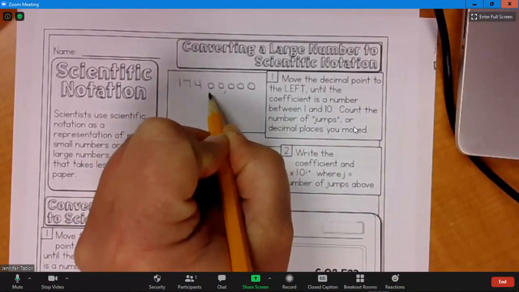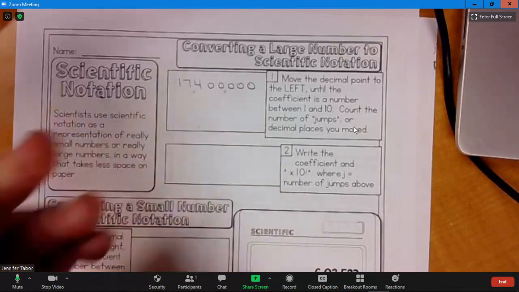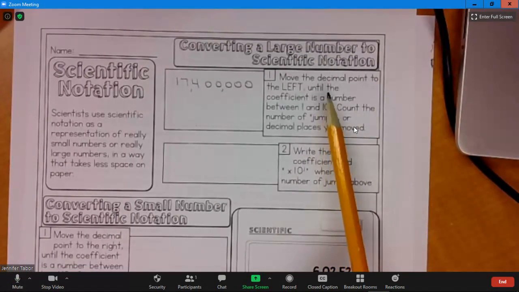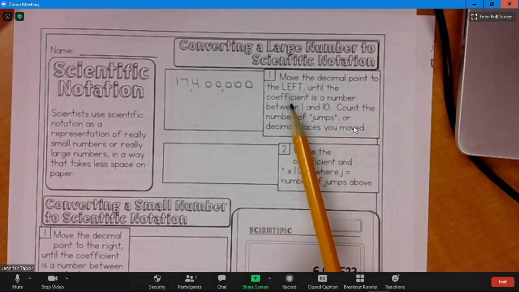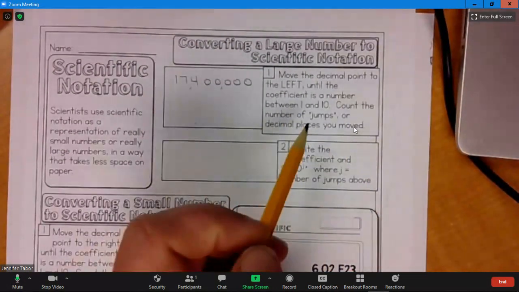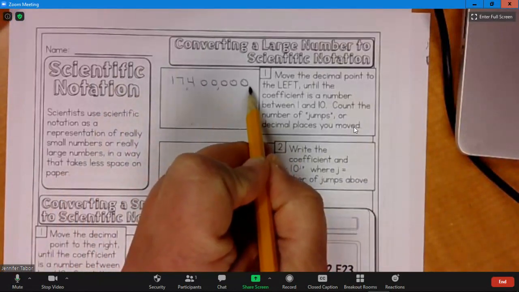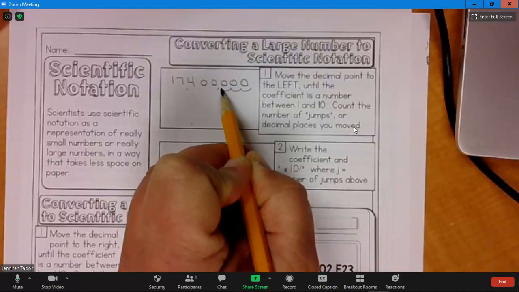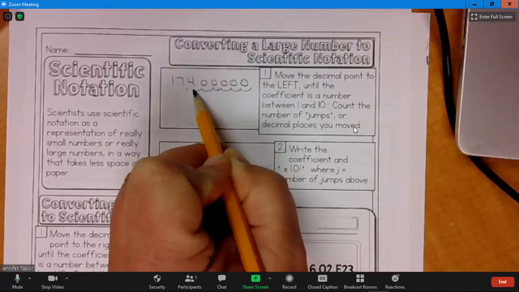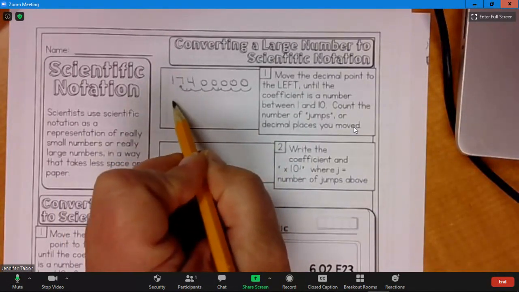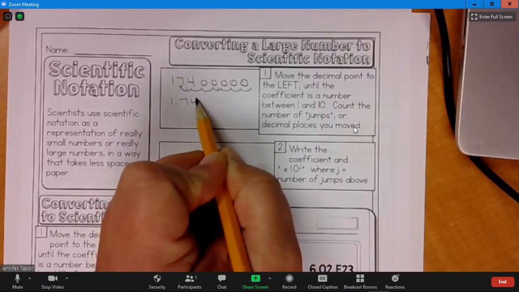So let's say we have this number, which is 17,400,000. And we want to convert that to scientific notation. Just like the instructions say here, we're going to move that decimal point to the left until the coefficient is a number between 1 and 10. And then we'll count our number of jumps, or decimal places. So the decimal point is here at the end, and I'm going to jump 1, 2, 3, 4, 5, 6, 7 spaces.